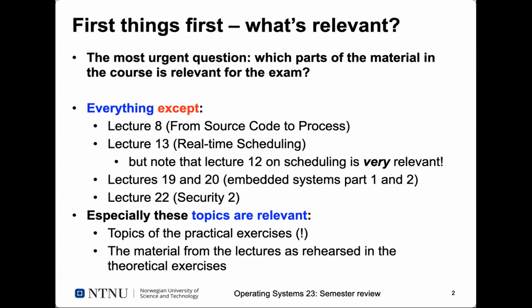And if you ask most of the lecturers, they will tell you everything's important. Well, everything's important, yes, except we're taking out some stuff to make it a bit easier for you. We're taking out lecture 8, from source code to process. So you don't need to know all the details about ELF files, about linking and symbol tables and stuff like that. They are very useful to know for your future career, obviously, when you want to develop software, but we're not going to ask you details about this in the exam.